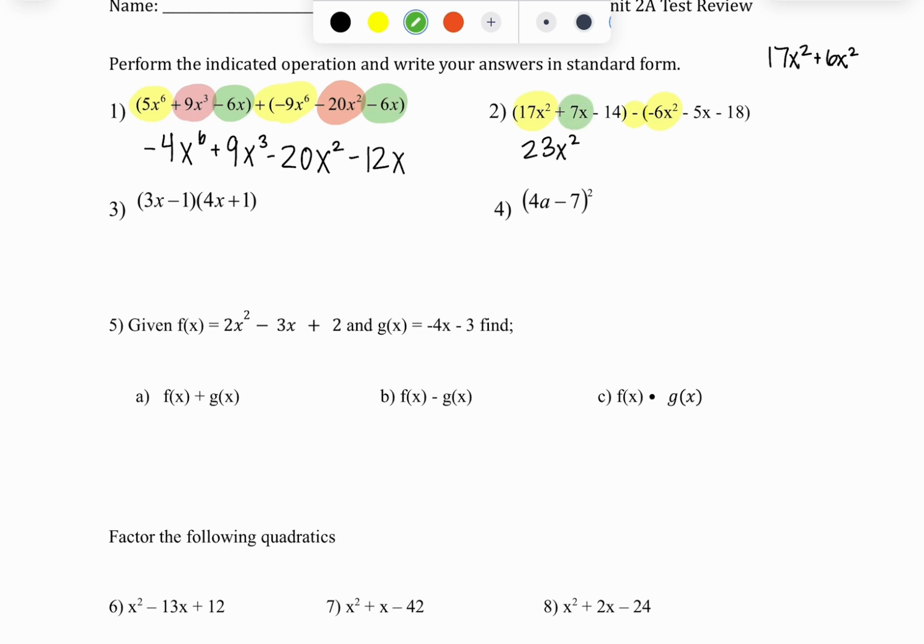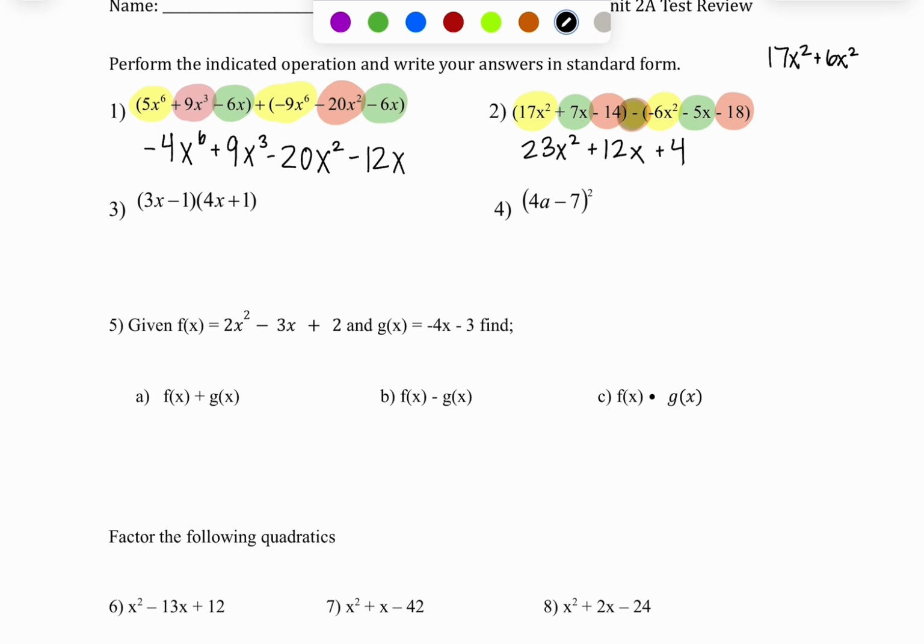Then 7x squared minus negative 5x. Same idea there. Then we will get plus 12x. And negative 14 minus negative 18 will turn it into a plus. So this will be negative 14 plus 18, which will be positive 4.